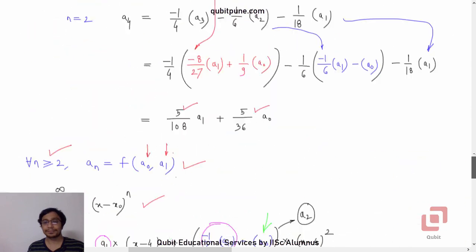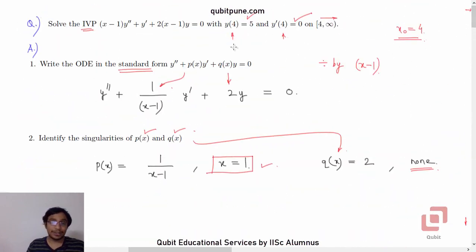Okay. Now that's not it. We still are in a position where we have not made use of these initial conditions. Okay, so let's determine a0 and a1.